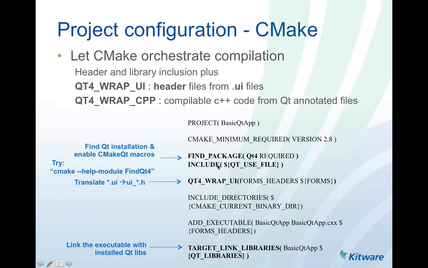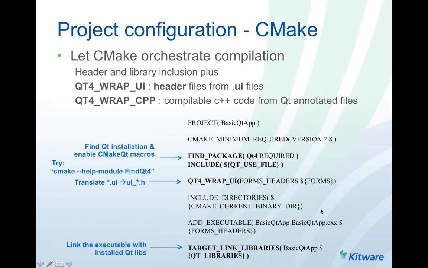After that, you'll call the include Qt use file to make that all available. And when you do the find package and include, one of the things that gives you is a set of CMake macros that are very useful when working with Qt development, such as the Qt4 wrap UI macro, which we'll talk about in a little bit. You can find out all about what these macros are if you type cmake --help-module FindQt, and it will list what this Qt4 wrap UI does and what the other macros are, and so forth.